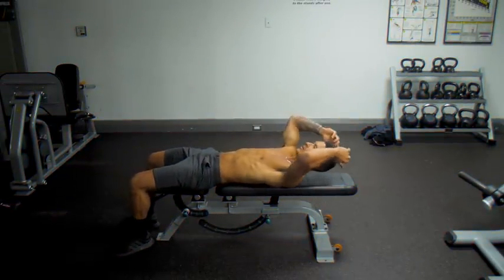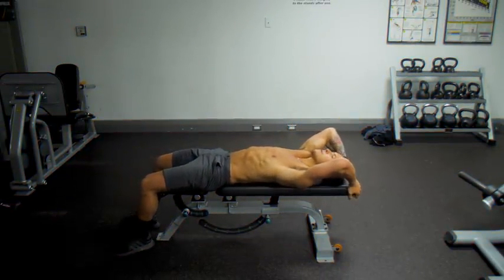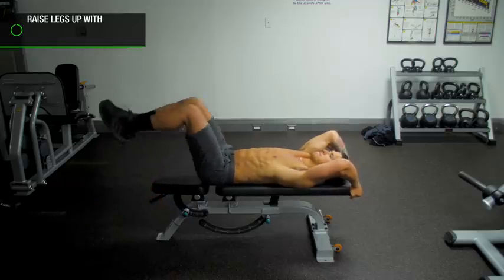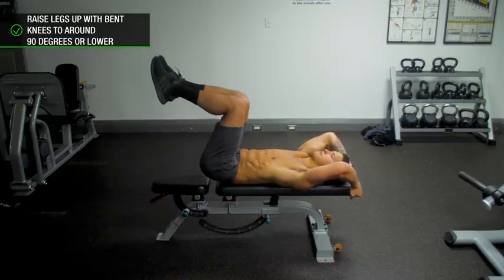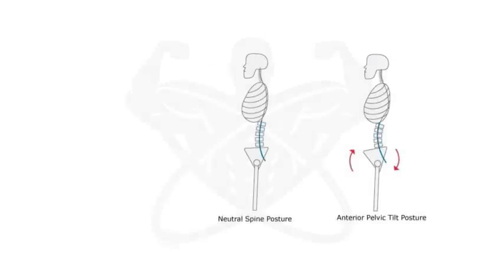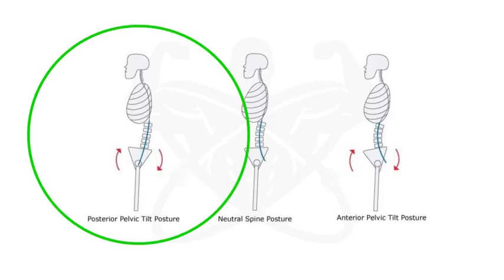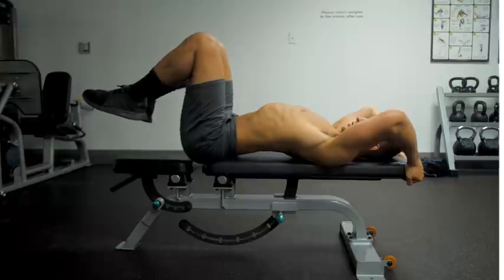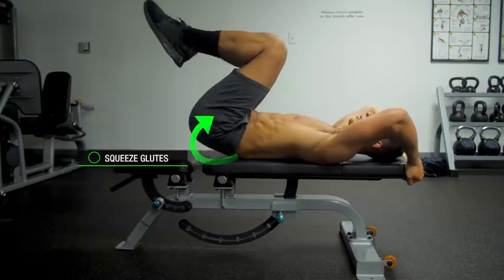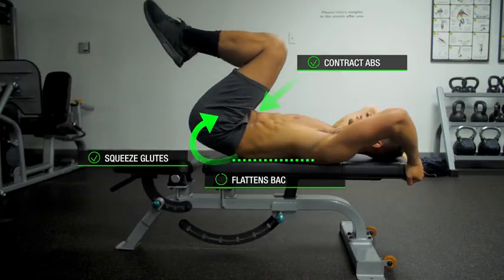First, lay on a flat bench or on the floor with your hands held behind the bench for support. Next, raise your legs up and bend to roughly 90 degrees. And from here, before starting the exercise, it's absolutely crucial that you initiate something called posterior pelvic tilt as pictured here. You can do so by squeezing your glutes and contracting your abs to tilt your pelvis upwards, which as a result is going to completely flatten your back onto the bench. And you want to maintain this posterior pelvic tilt throughout the whole movement.